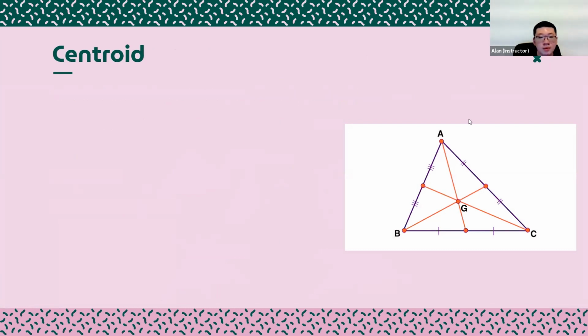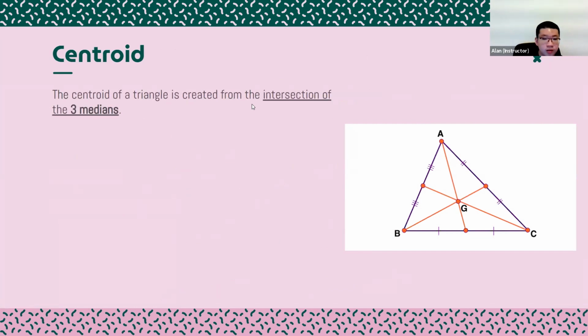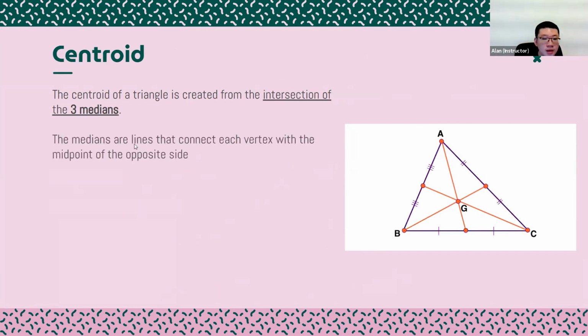So the first one that we're going to talk about is called the centroid. And it's a point created from the intersection of the 3 medians. You might not know what a median is, but it's a line that connects each vertex with the midpoint of the opposite side. So in the figure to the right, you can see that, for example, the vertex A connects with the midpoint of segment BC, and same thing with vertex B, it connects with the midpoint of segment AC, and on and on.